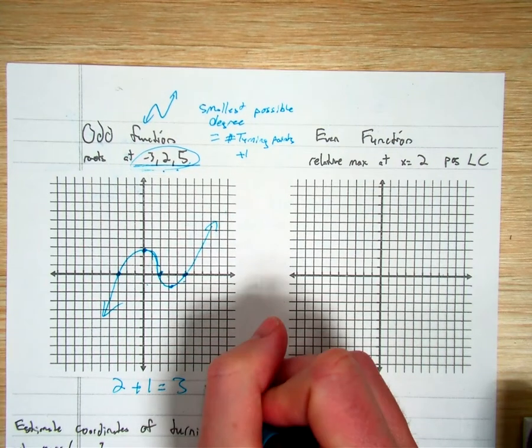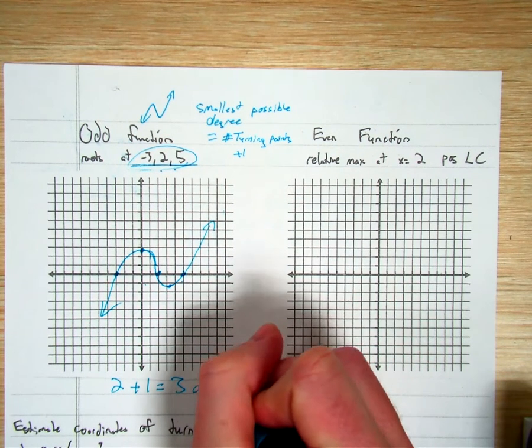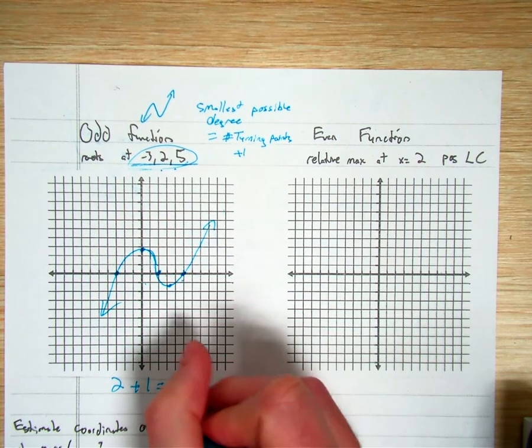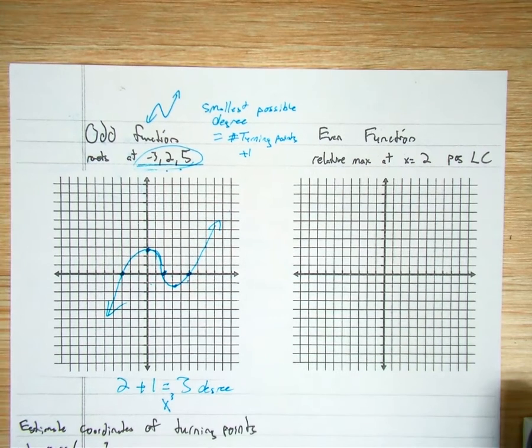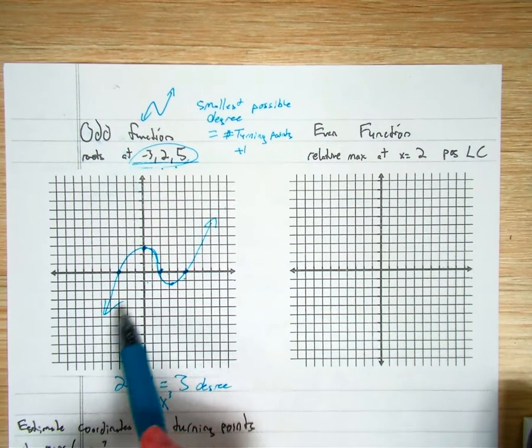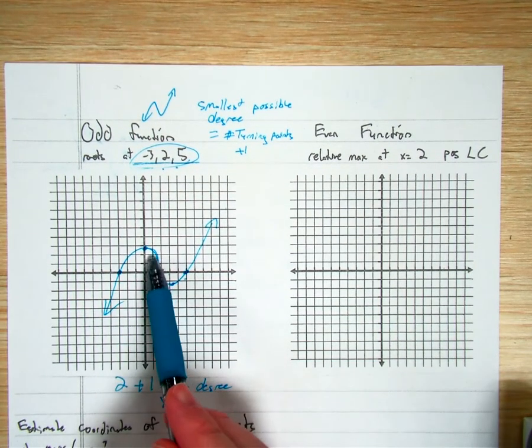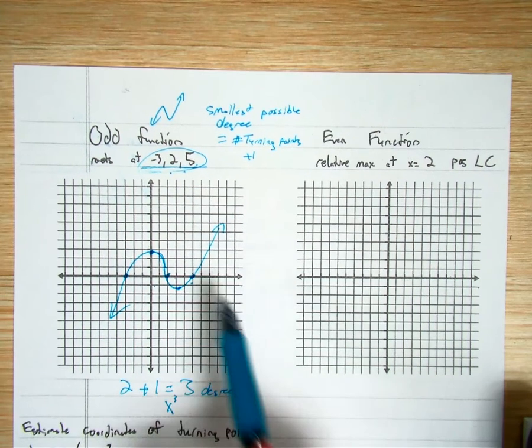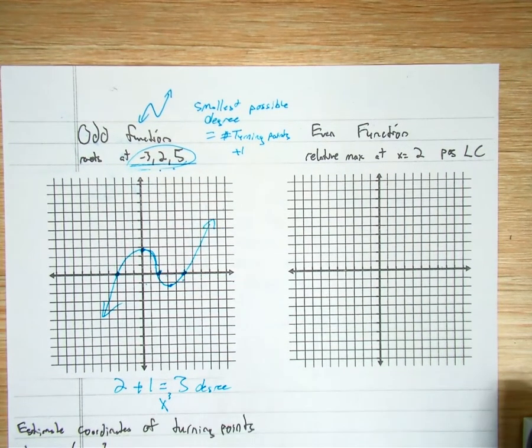The smallest possible degree would be x to the 3rd. That's what this is saying. It could be an x to the fifth, it could be a quick little mini squiggle in here. Alright, but the smallest possible degree it could be is x to the third.